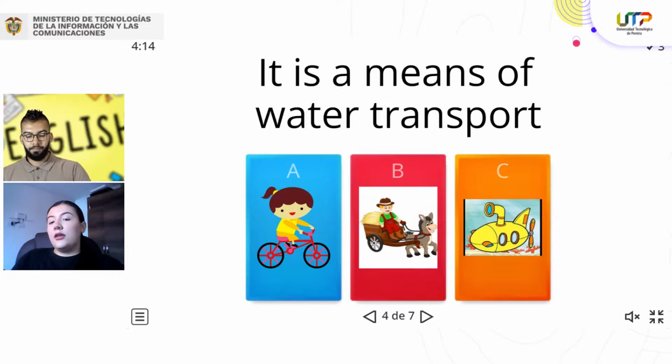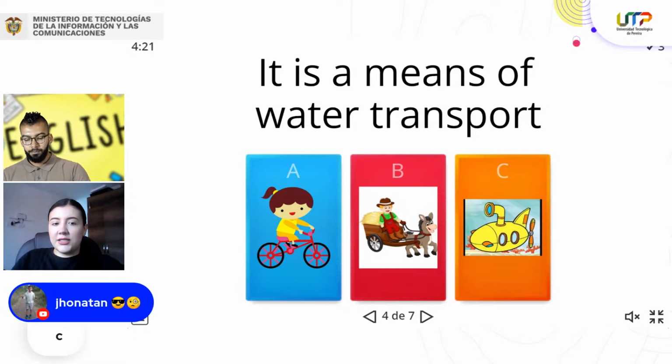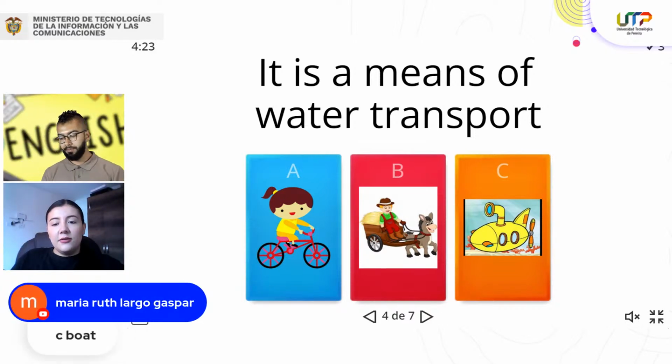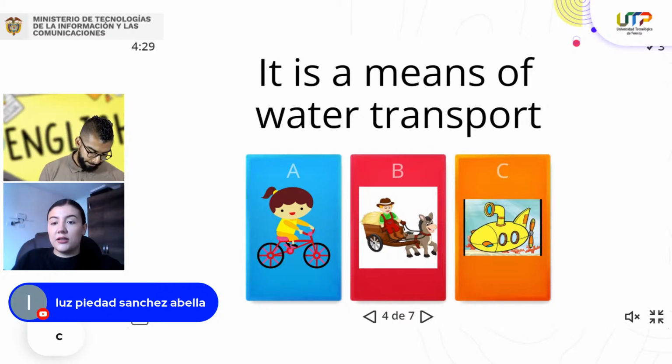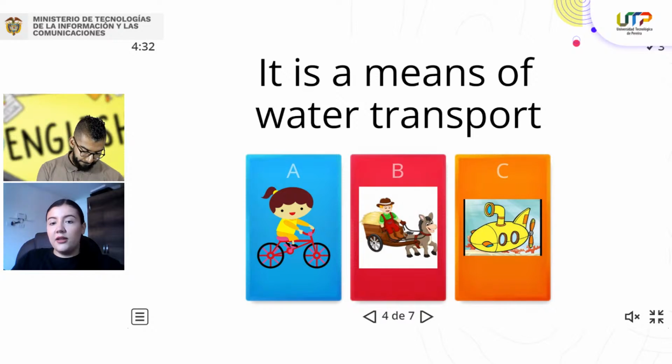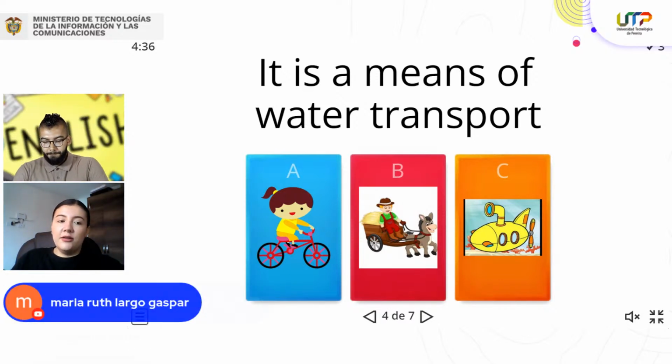Well, I think that they don't know the name of that means of transportation because they just wrote the letter C. All right. This is a submarine. Valentina said it's a boat, but not really. Oh, well, we already got another answer by Javier. He said C, and this is a submarine.